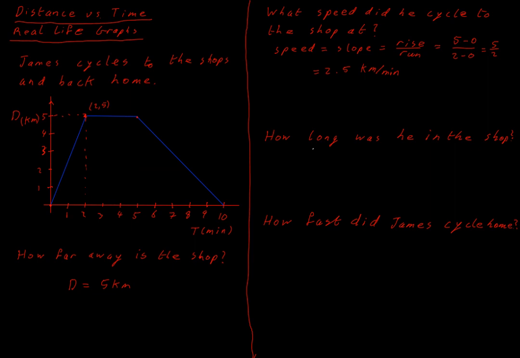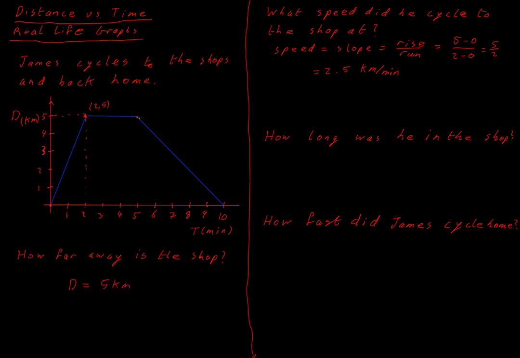Now, how long was he in the shop? Well, James cycled to the shop. He stayed still for a little while, and then he came back home again. So the time when he was standing still, relatively speaking, obviously he was moving around the shop, but at the time when he wasn't moving a big distance back and forth away or toward his house, must have been the time he was in the shop.